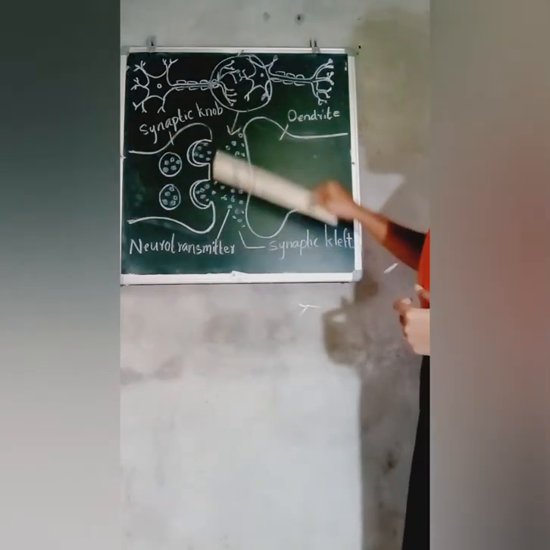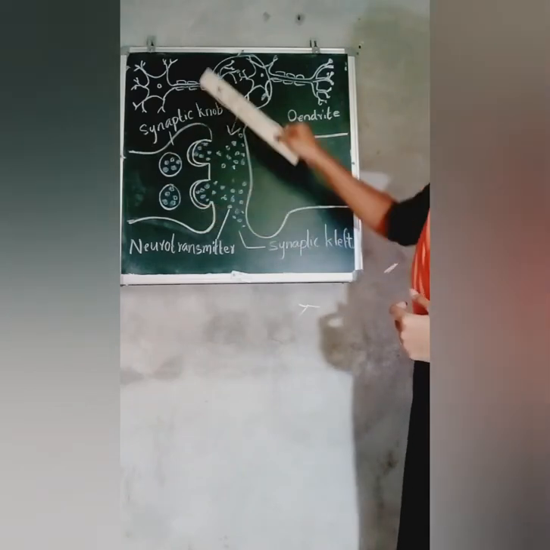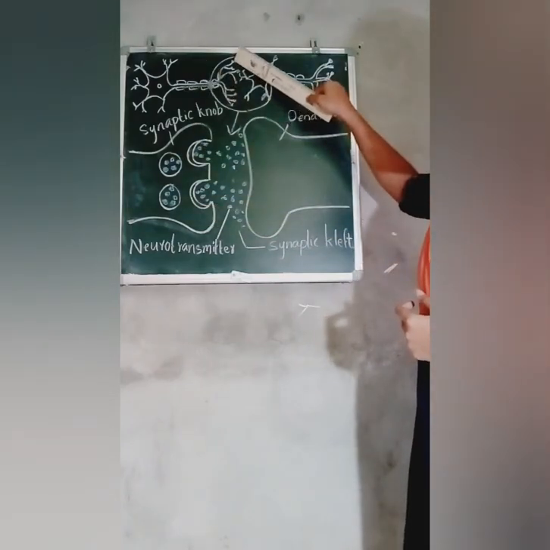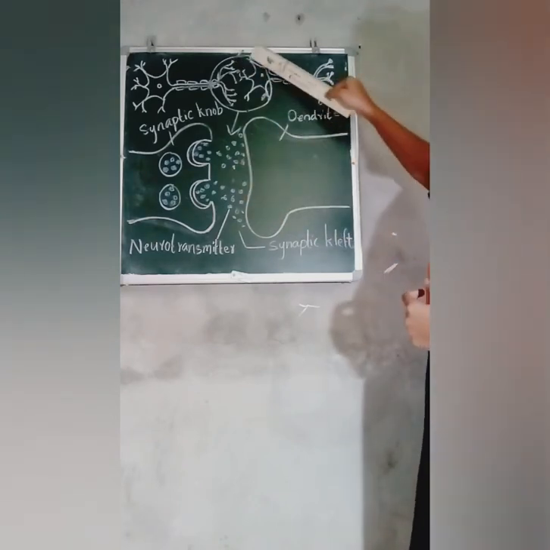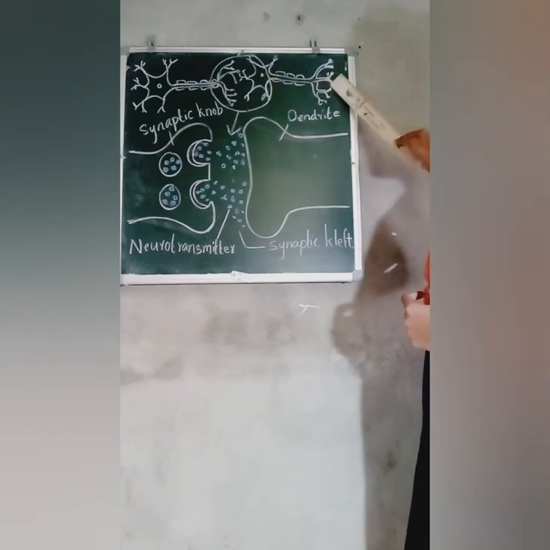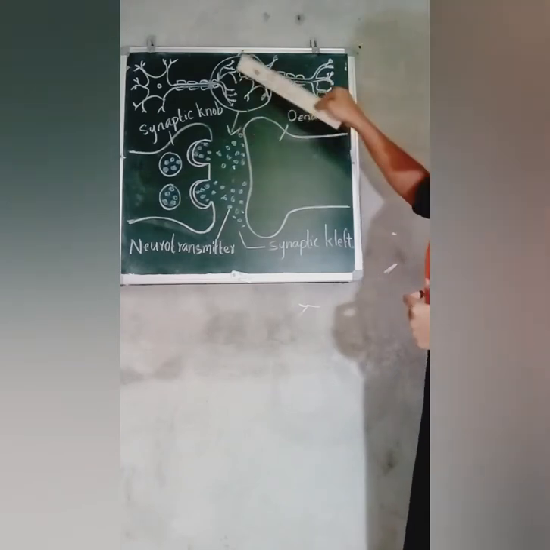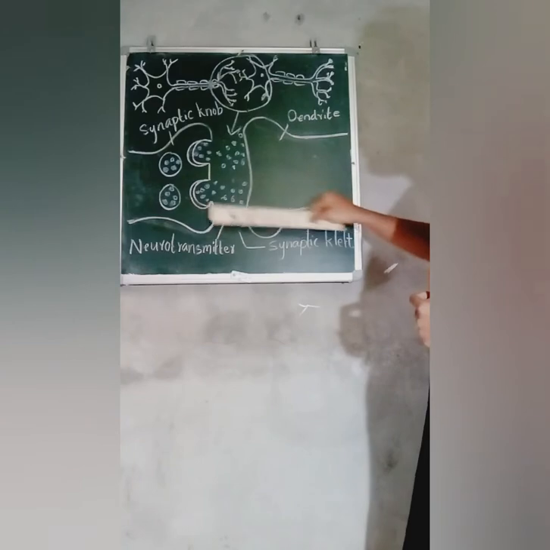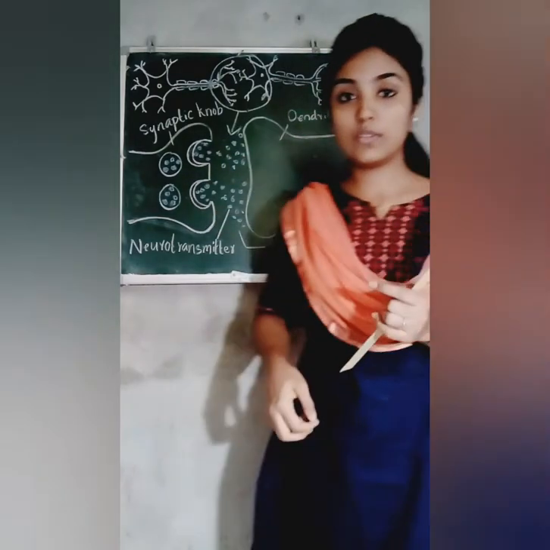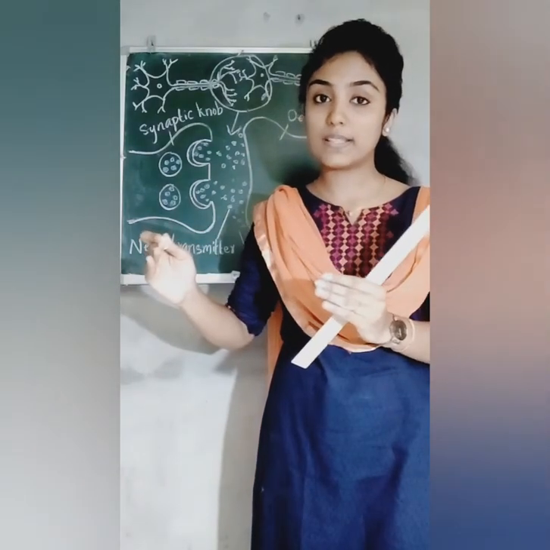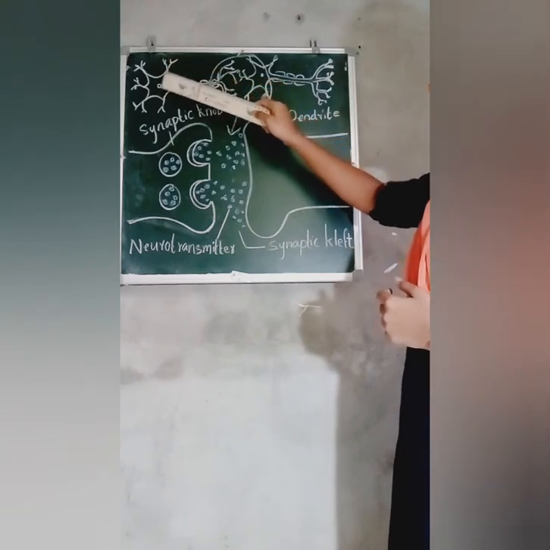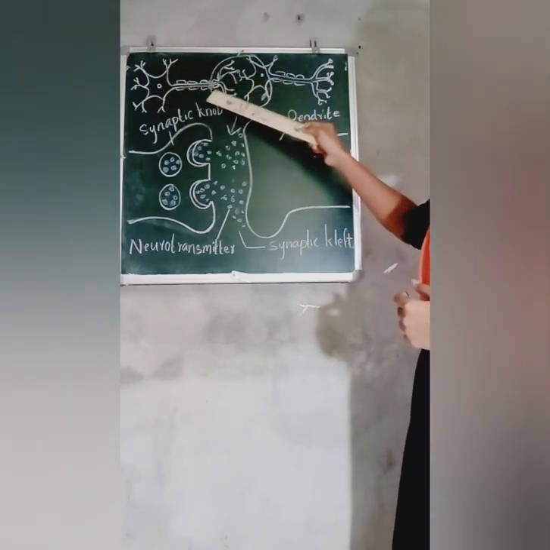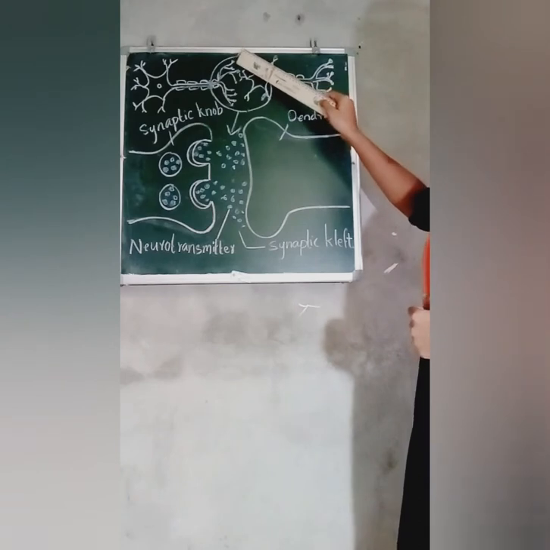Then this is the synaptic knob of the first neuron, and this is the dendrite of the second neuron. So this is the junction between two neurons. Normally, what is the transmission route of the impulses? Yes, from dendrite to dendron to cell body, through axon, then axonites, and finally reaches the synaptic knob.